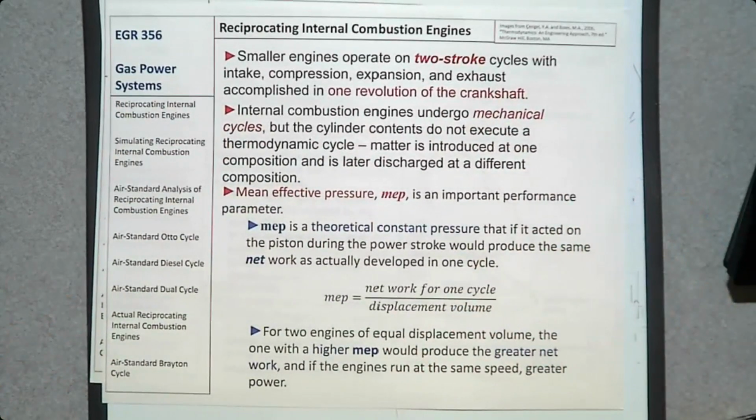What about two-stroke cycles? Smaller engines operate on two-stroke cycles, with intake, compression, expansion, and exhaust accomplished in one revolution of the crankshaft. Is it good or bad? It's good because it's simple, you can make it small. It's bad because its efficiency goes down.